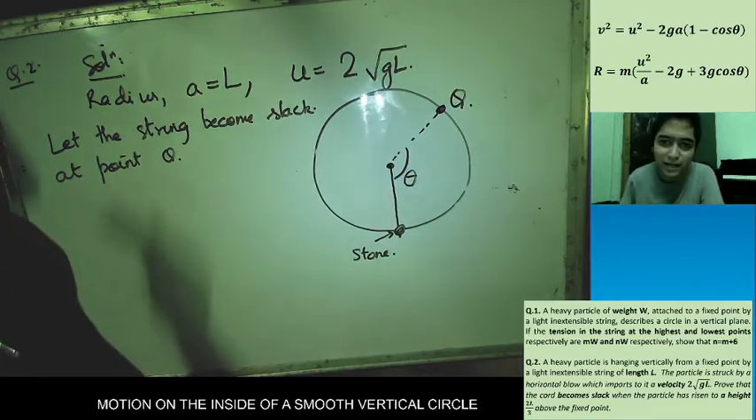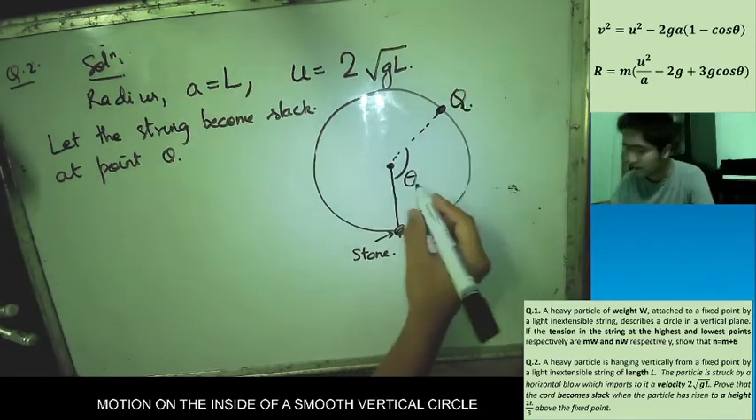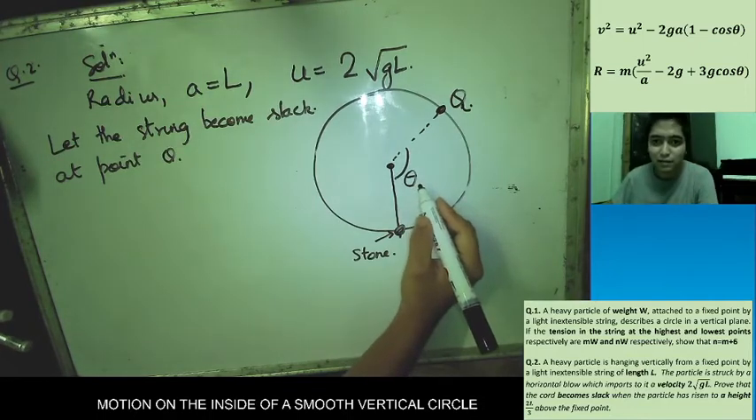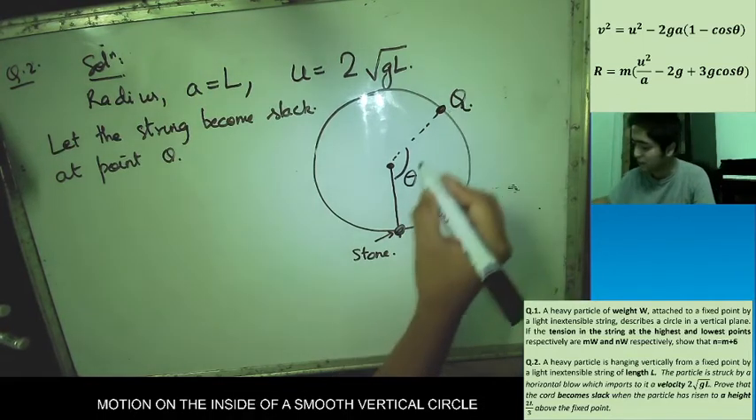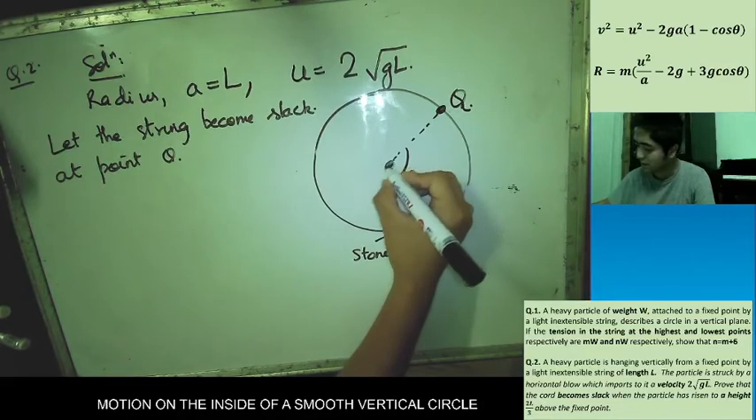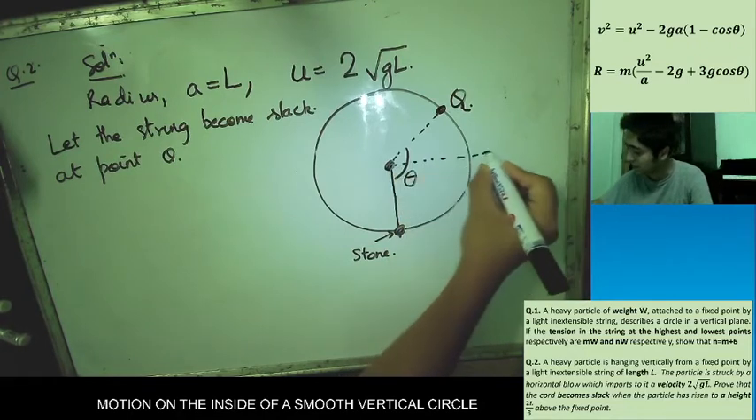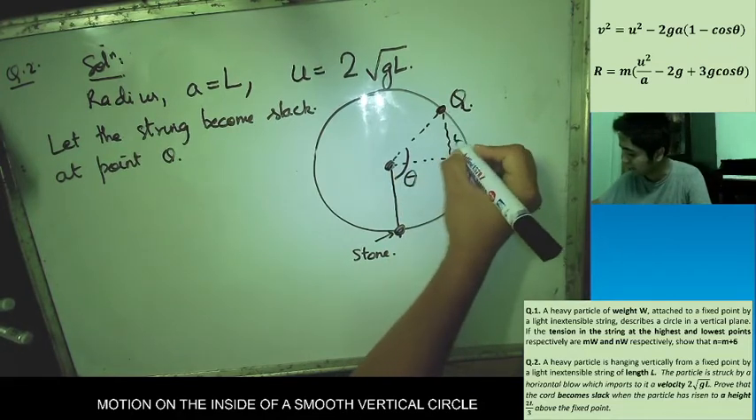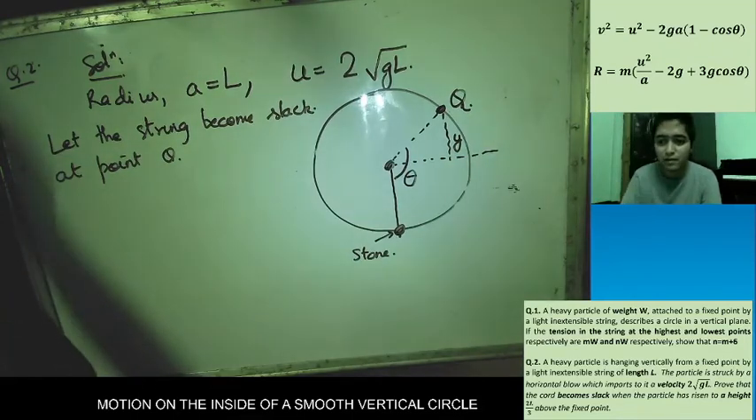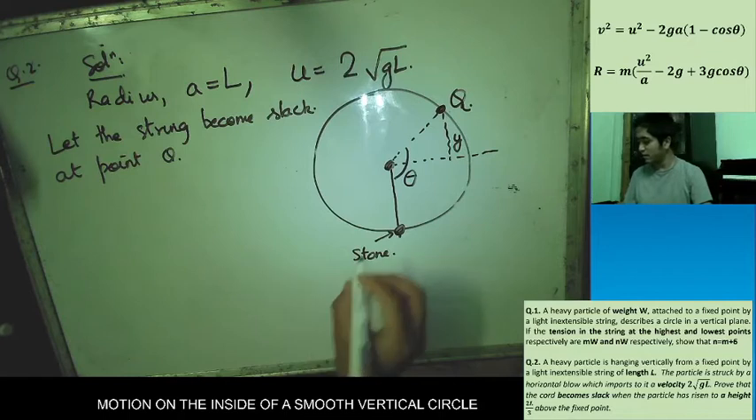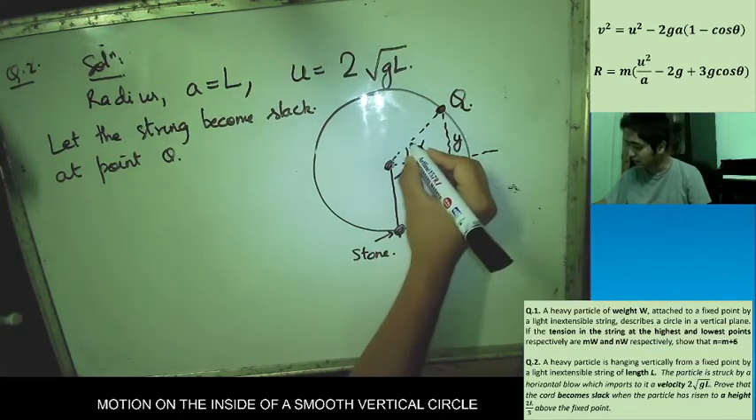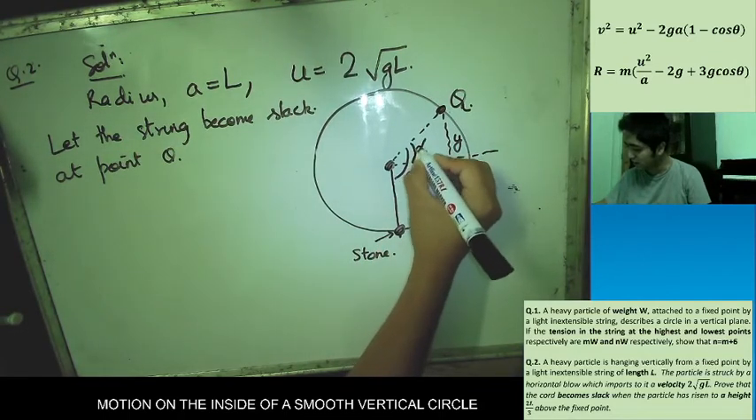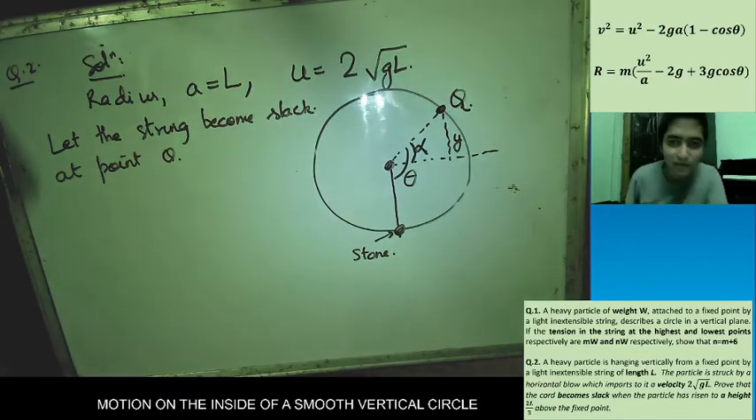What we need to find here, this is theta. What we need to find is the height of the point Q from this fixed point. So we need to find this height y. Let this angle be theta, and this smaller angle, let it be alpha. You will see why.